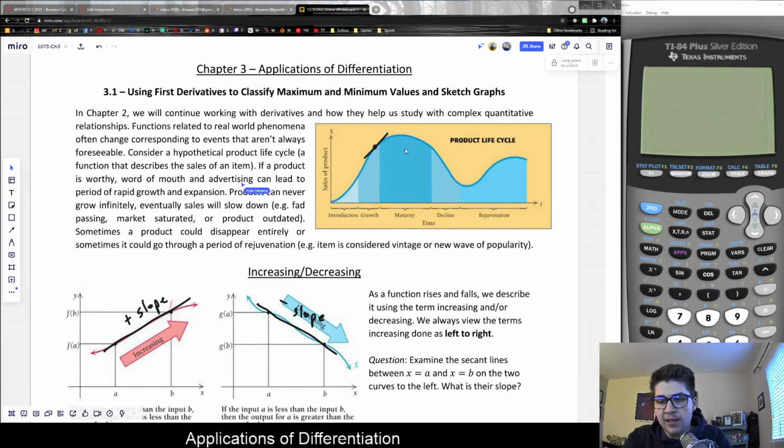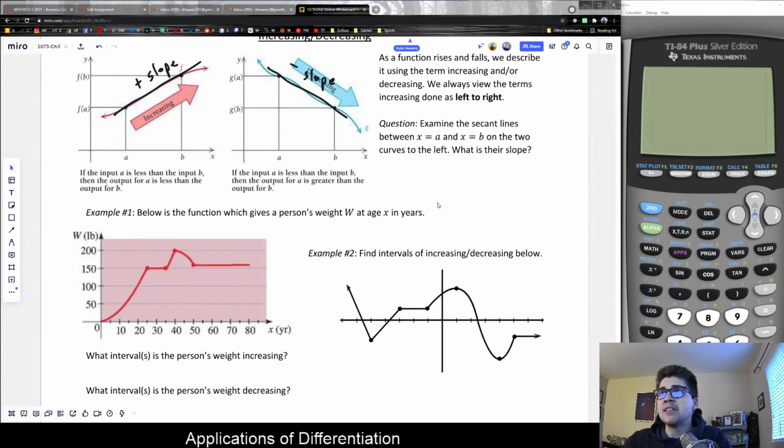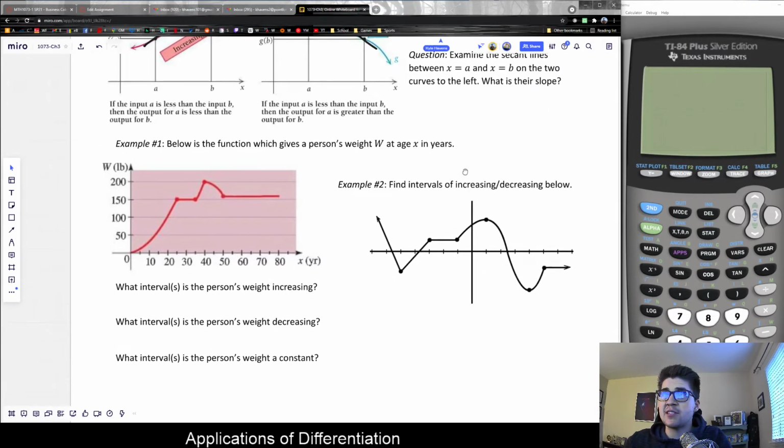So kind of spoiling, the next video is going to be more about that, but basically positive slope means increasing, so therefore positive derivative means increasing, because that's what the derivative function does, gives us the slope of the curve at every point in time. But before we get to that, let's talk about how we actually write intervals of increasing and decreasing. So let's look at an example.